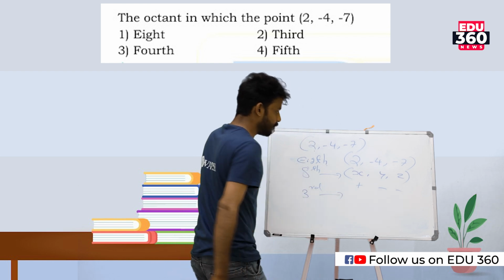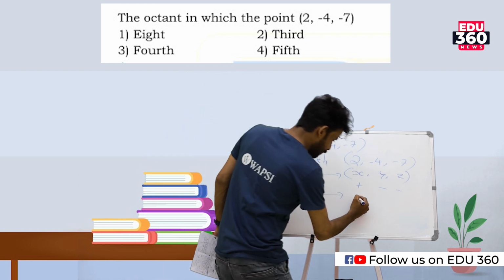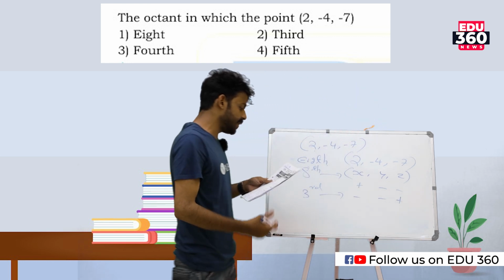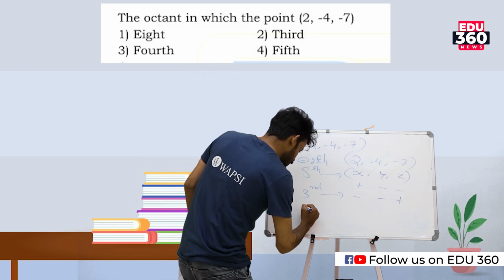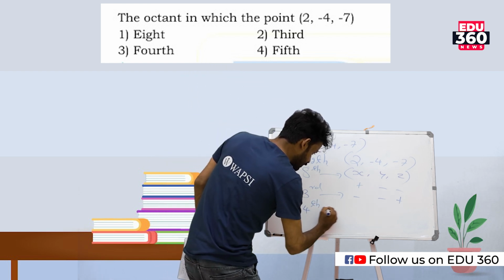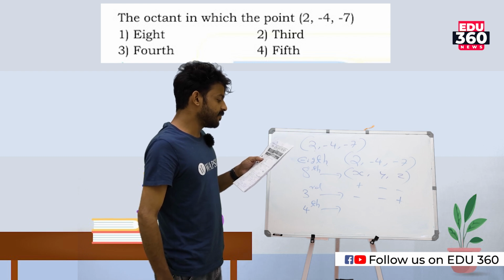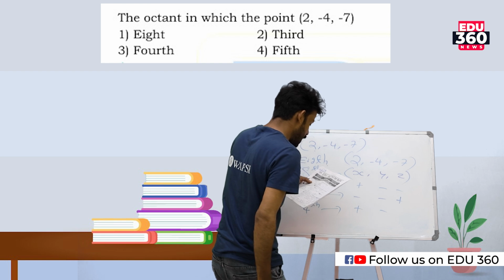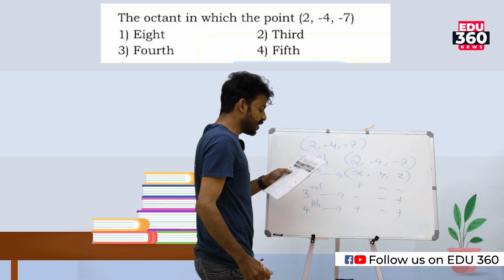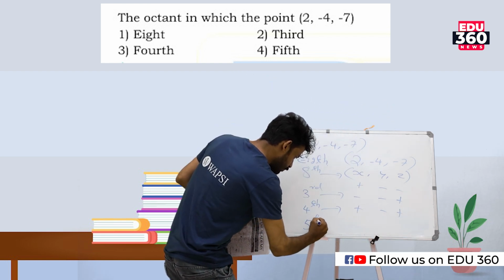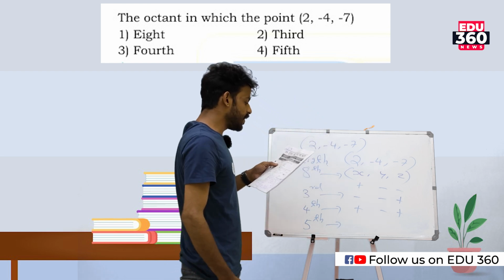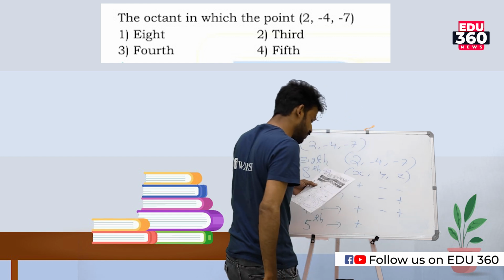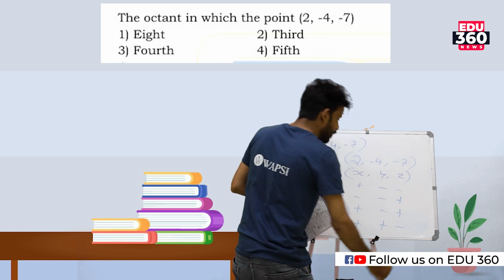The next is the third octant. For the third octant, the value of x must be negative, y must be negative, and z must be positive. And for the fourth octant, x must be positive, y must be negative, and z must be positive. And for the last one, the fifth, x is positive, y is positive, and z is negative.